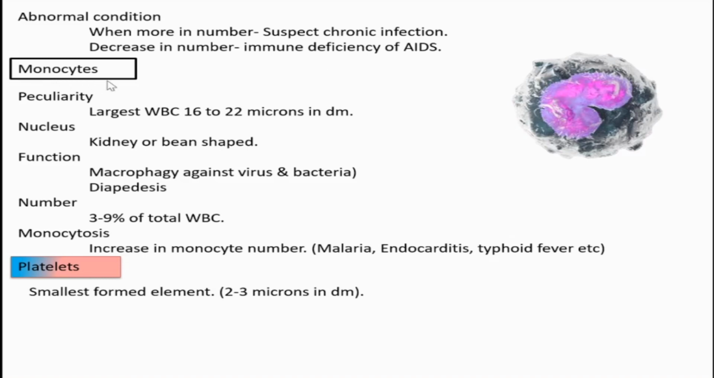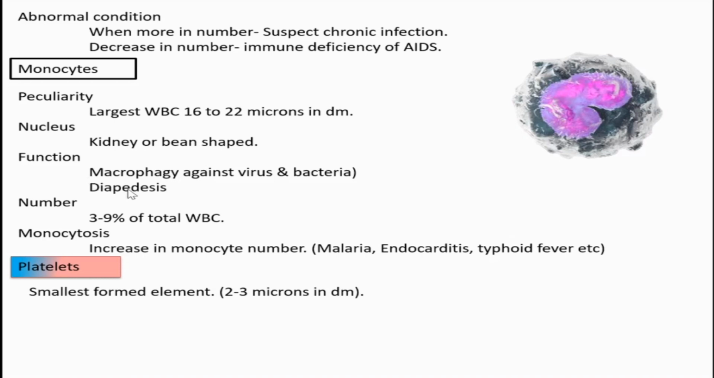Then monocytes. The peculiarity of monocytes is that it is the largest WBC. Its picture is given here. Its size is 16 to 22 microns. Largest WBC is monocyte. Most abundant WBC is neutrophil. The nucleus is kidney or bean-shaped. Its function is macrophagous against virus and bacteria. And WBC as a whole is concerned with defense in the body.